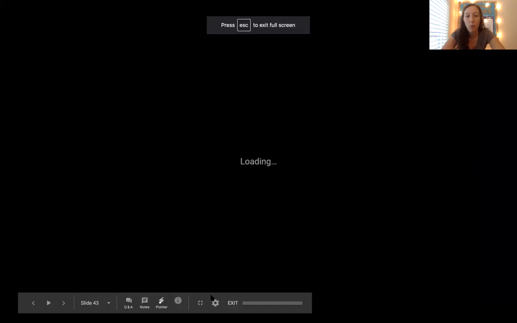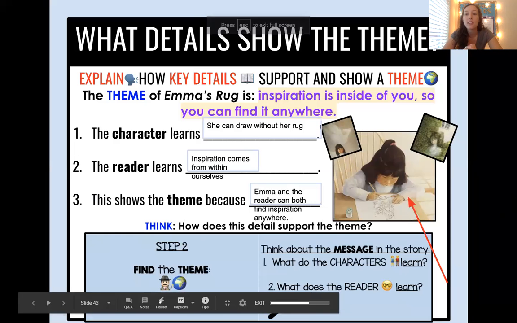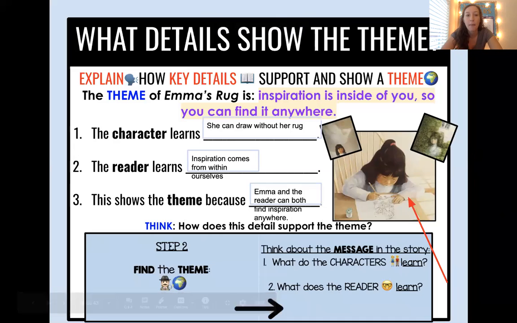Let's look at that together one more time. We looked at the illustrations to think about that Emma learns that she can draw without her rug. We know that we don't have a rug and we're not a character in the story. But the reader, we did learn that inspiration comes from within ourselves. That was what we learned from the author's story and from Emma. And this supports the theme that inspiration is inside of you and you can find it anywhere because Emma and the reader can both find inspiration anywhere. That's something that we can do in real life.